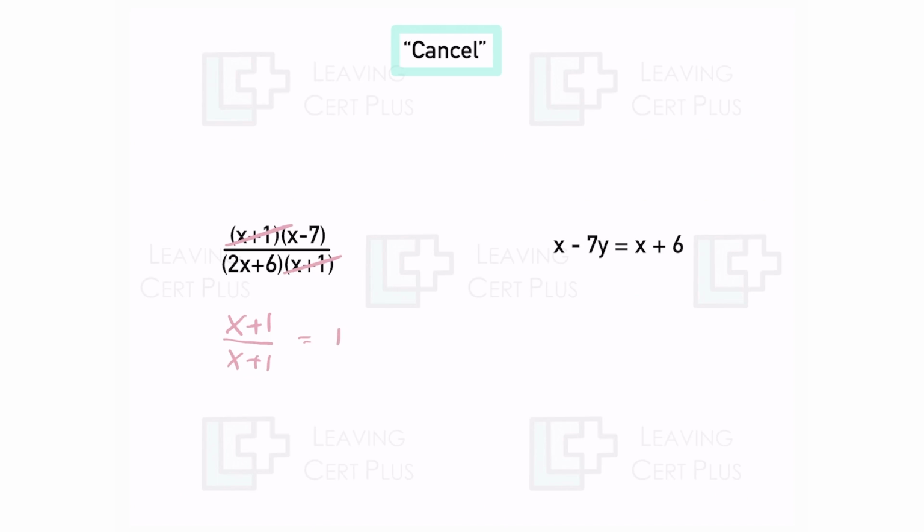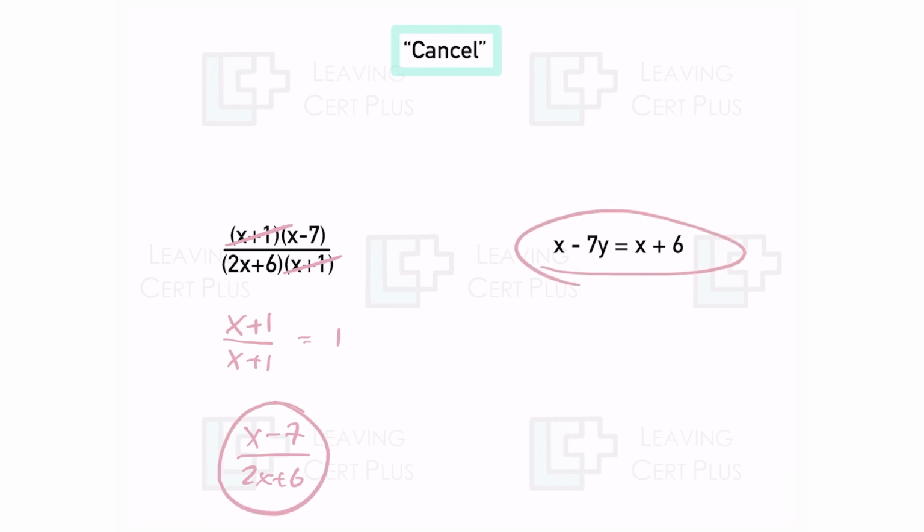So what's 5 divided by 5? It's just 1. So if I have a 1 there, I'm just going to say, well, look, if I had x minus 7 over 2x plus 6 left, and I multiply that by 1, it's just going to be itself, so we just don't talk about it. So cancelling off, in this case, you've just got something over itself, it's equal to 1, something multiplied by 1 is just itself, so we don't talk about it anymore.